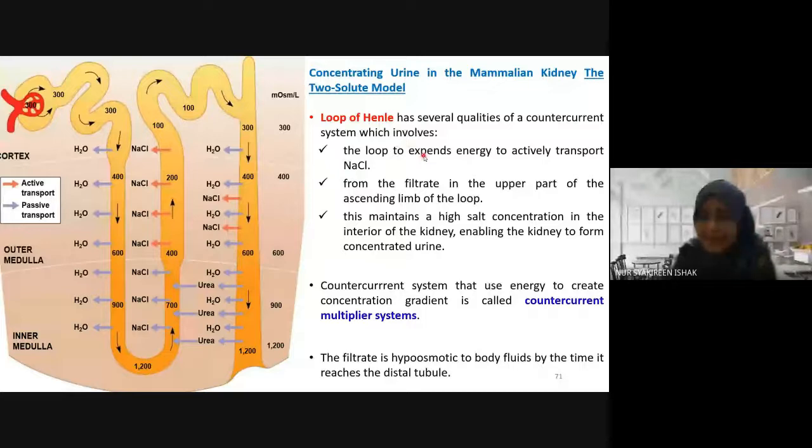It uses energy because it involves active transport to actively transport sodium chloride from the filtrate in the upper part of the ascending limb of loop of Henle. This is actually one complete sentence here. So please remove this full stop, continue it here, just make an arrow. Okay. So this maintains a high salt concentration in the interior of the kidney, enabling the kidney to form concentrated urine.